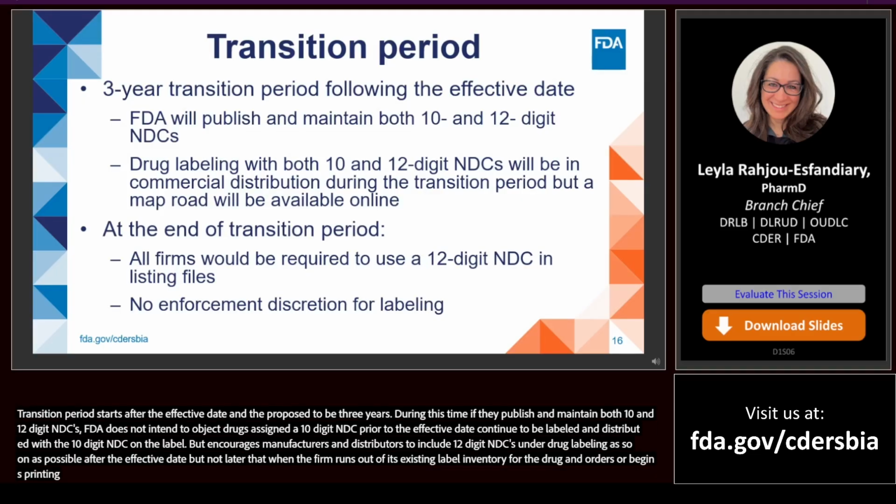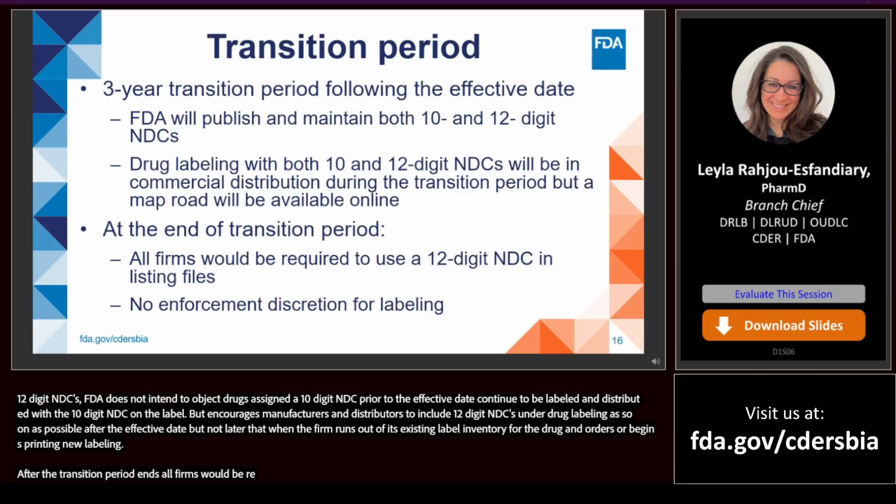After the transition period ends, all firms would be required to use a 12-digit NDC in the listing files.